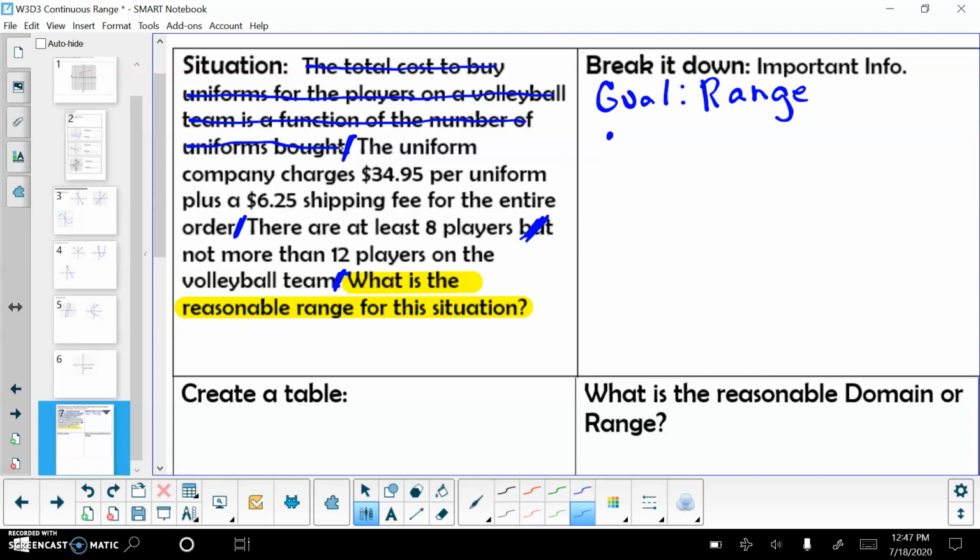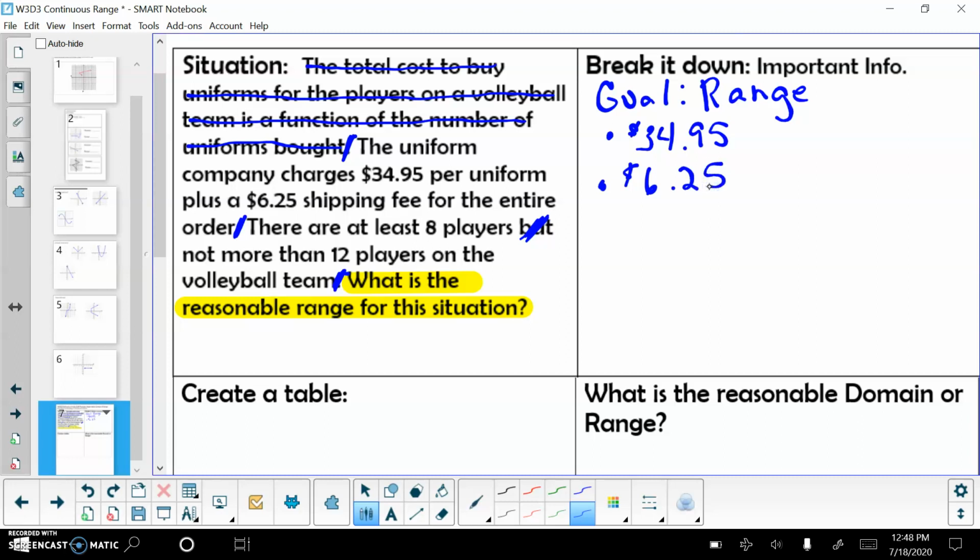Second chunk, the uniform company charges $34.95 per uniform plus a $6.25 shipping fee for the entire order. And you have to say, is there anything mathematically important there? Yes, there's actually 2 pieces of mathematically important information. The first one, and it doesn't really matter what order they write them in, but I'm just going to write them in the order that they were written, is the $34.95. The second one is the $6.25.